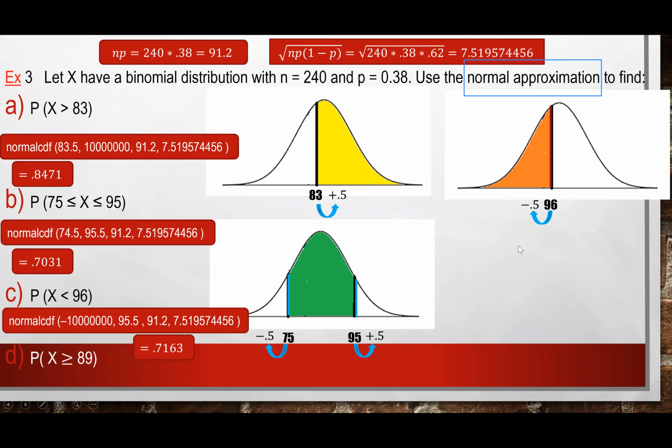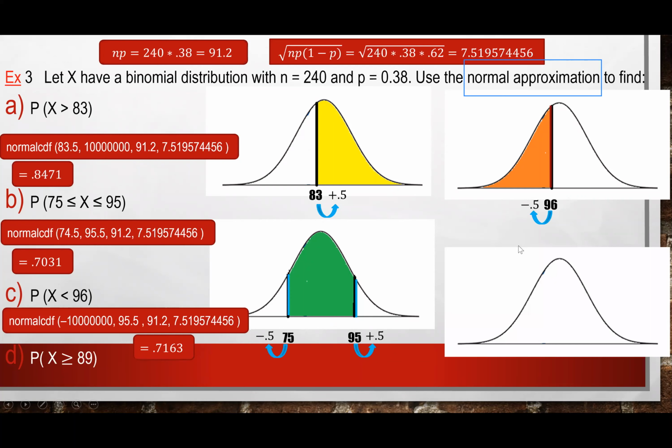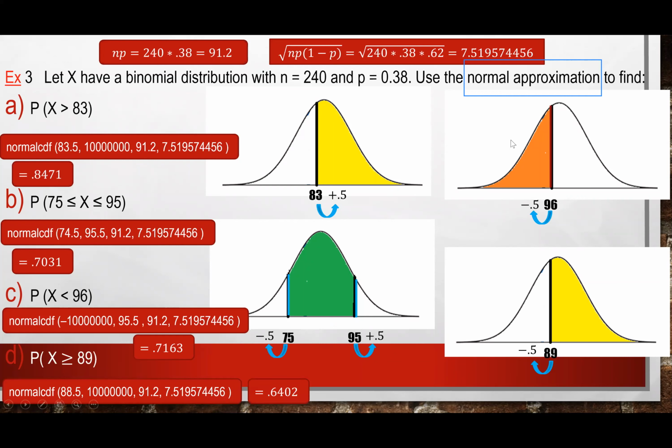And lastly, what we have is we're looking for the item greater than or equal to 86, and not 86, 89. And again, 89, which means we include the 89. And in order to include the 89, I need to go to the left. And if I go to the left, I need to subtract 0.5. And if I subtract 0.5, my endpoint will be 88.9.